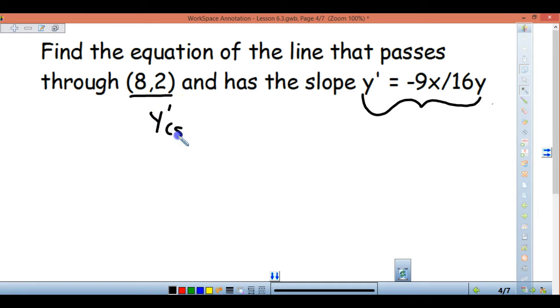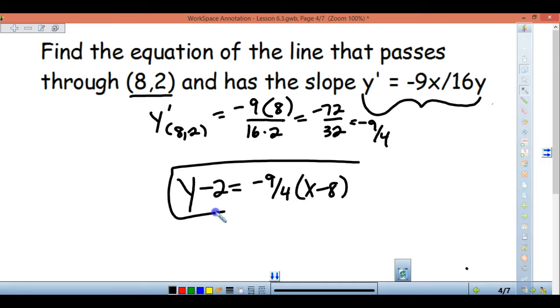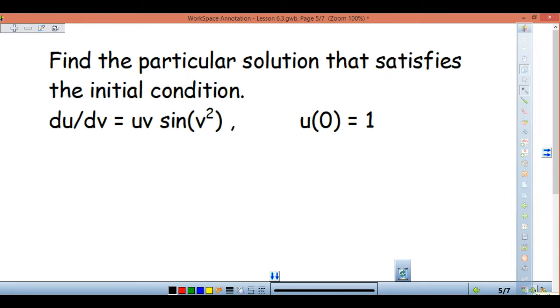So if I want to find the derivative at 8, 2, I can plug that in for x and y. So I end up with negative 72 over 32, which ends up reducing to negative 9/4. Okay, so the equation of the line would be y minus 2 equals negative 9/4 times x minus 8. Okay, so differential equations can be useful again in that way, just as a quick reminder on that. Okay, so it doesn't need to necessarily always be dy's and dx's.